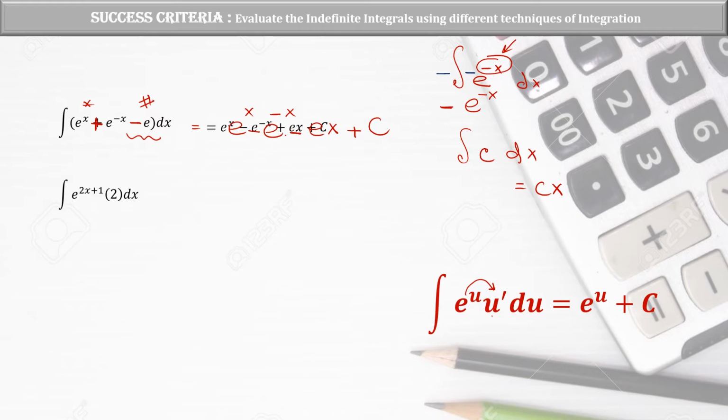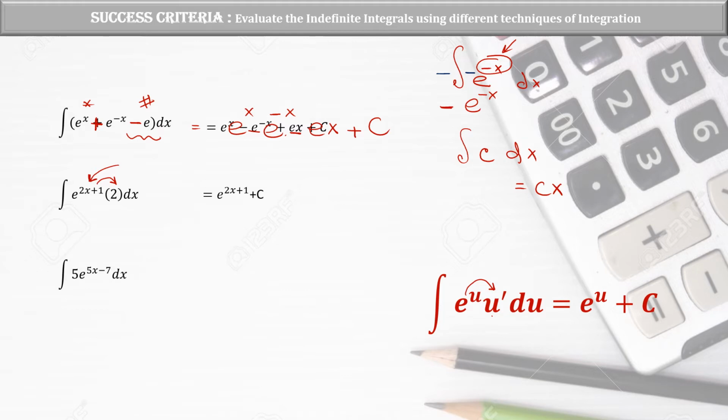Here, have a look. The derivative of u, which is written in the power, is 2x, which is already written. So e to the power u times u prime is written, and the answer is e to the power u. So you write only e to the power 2x plus 1.